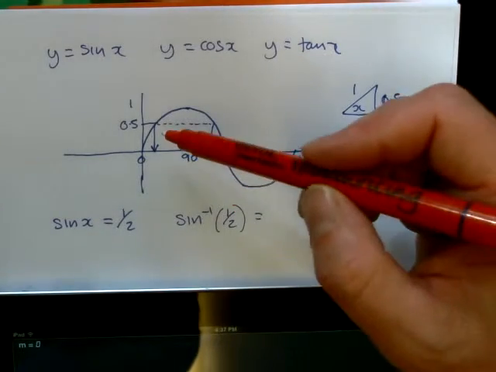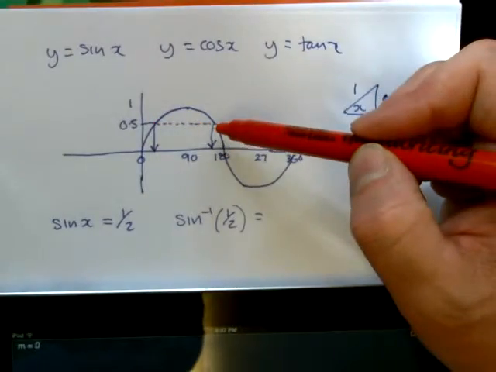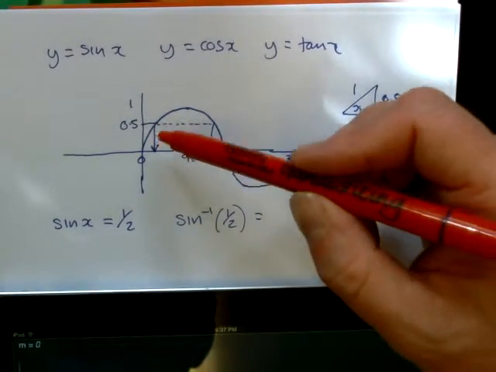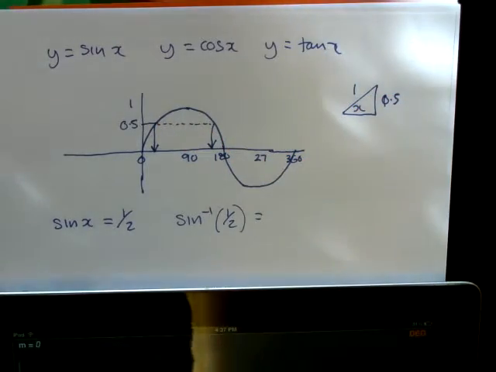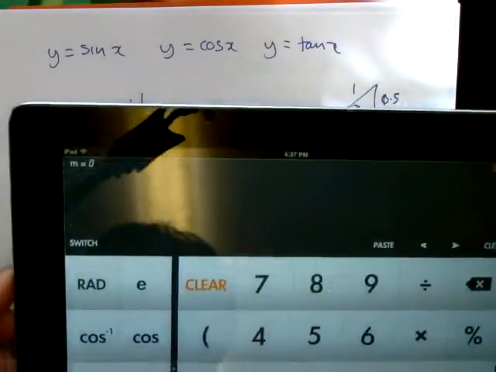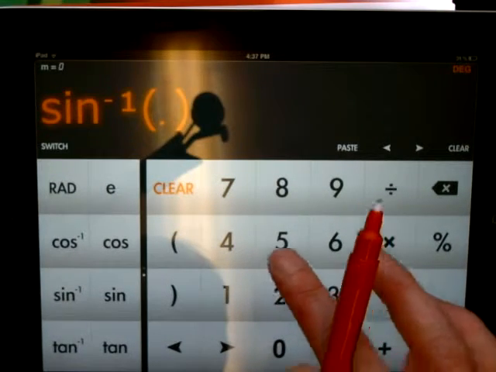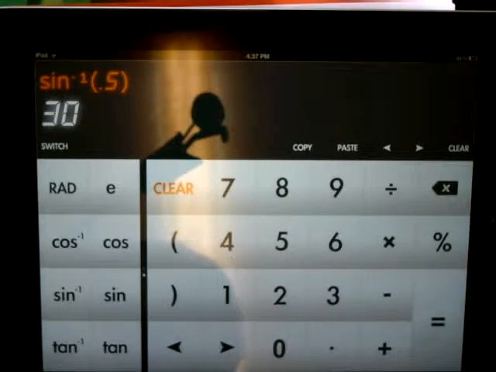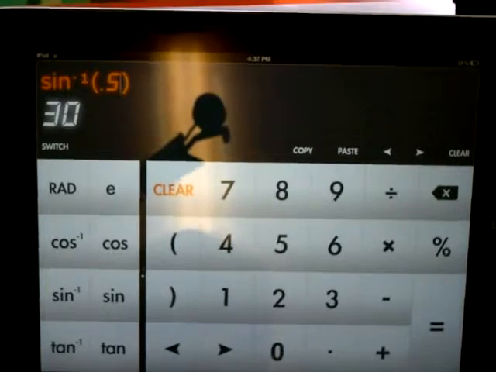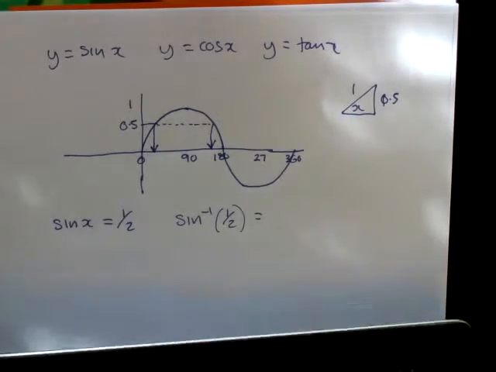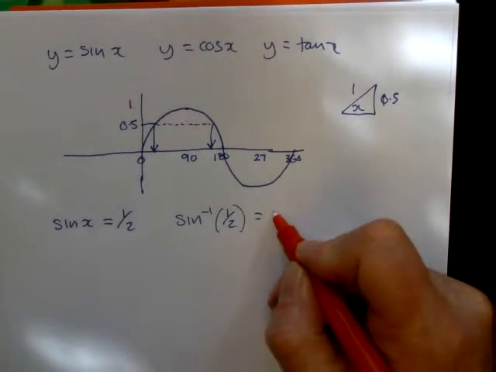Now, the graph, however, shows you that between 0 and 180 there are in fact two angles that you can put in, and that will give you the ratio a half. So I'm going to bring my calculator to the screen and show you what we would do. So we do sine minus 1 of 0.5 equals, and we've got the answer 30 degrees. Now, the calculator will not give me the other answer. So I'm just going to write in 30 degrees.